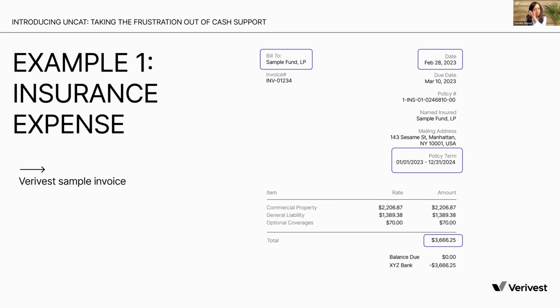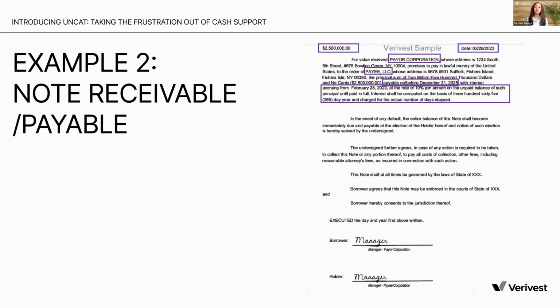The next one we're going to go to is note receivable and note payable. Now, this also applies to intercompany loans. So in this particular case, what we're looking for is some kind of loan doc. So this is a pretty concise example, but it includes all the information that we need. So we'll start at the top left-hand side, right? How much is the note amount? $2.5 million in this example. What is the date of the note? Again, February 2023. Who is the borrower and the lender?